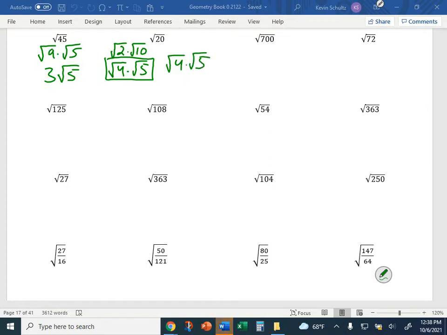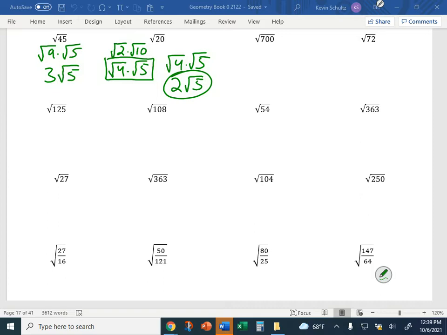The reason why we want that perfect square is because now we can evaluate that. We can break it down. The root of 4 equals 2. And then we have the root 5. If you were to take the root of 20 in a calculator and then take 2 times root 5, you will get the exact same thing, about 4.5 or so. We're not changing the value of this at all. We're simplifying. Okay? How about root 700?